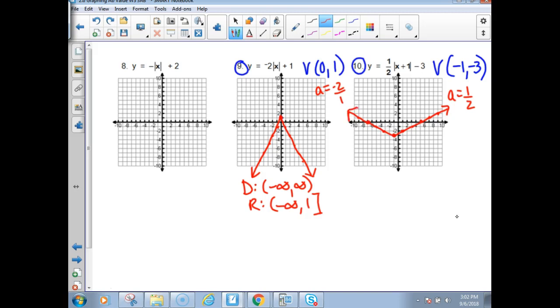Okay, make sure you're covering the whole grid. The domain is still negative infinity to infinity. And the range, though, what's the low point? You can see it's the y value of the vertex. So that would be negative 3 inclusive and up, up, up, and away to infinity.